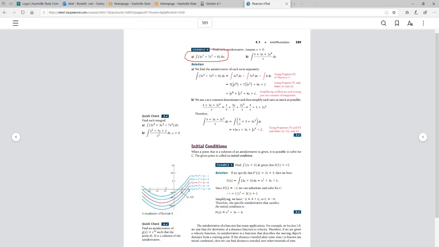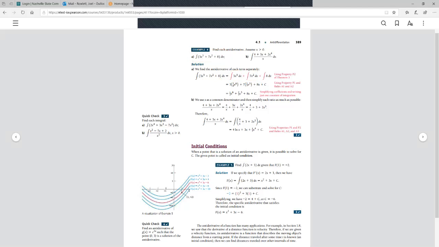All they did was they said, well, we're taking the integral of basically 3 functions added together. So they just used the additive rule, which is part 2 of theorem 3, and they evaluated each one separately. And by the way, after you do these for a while, you can definitely skip this step where you write it all out.